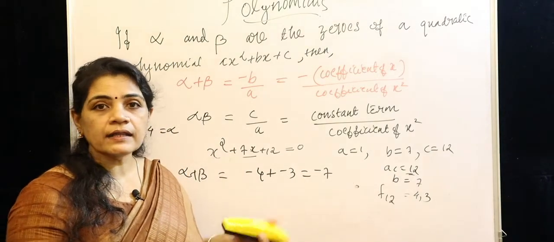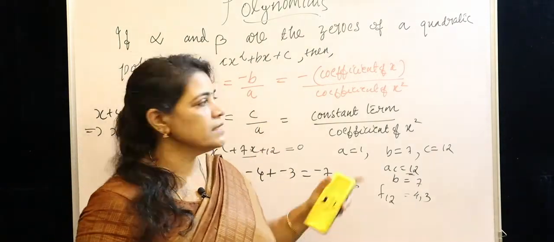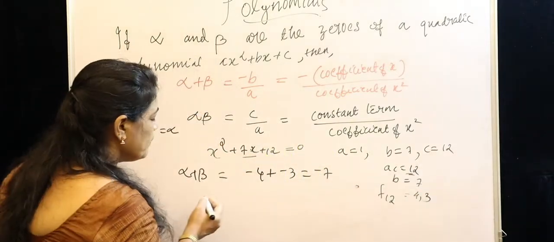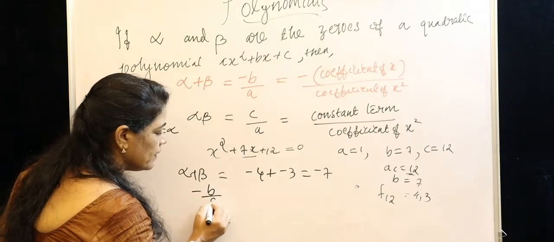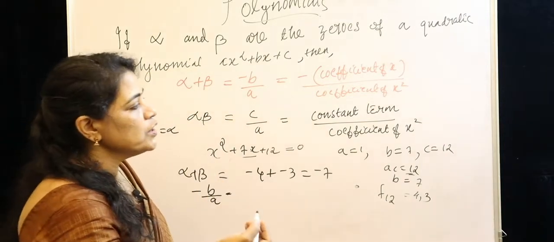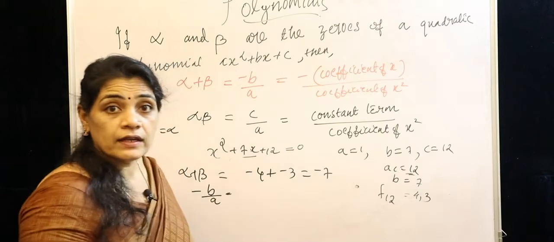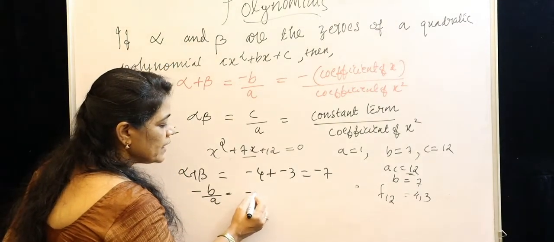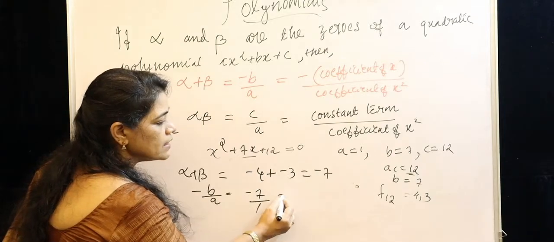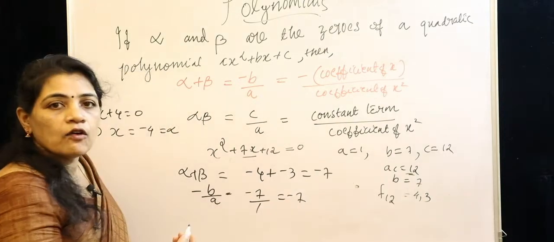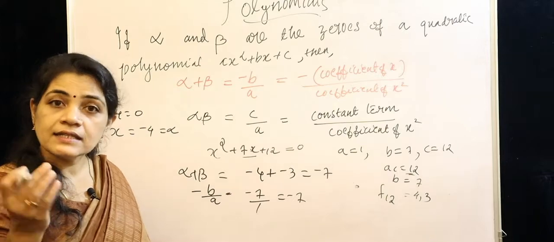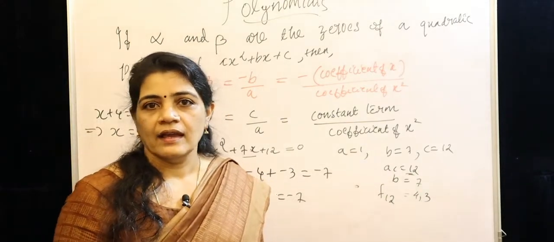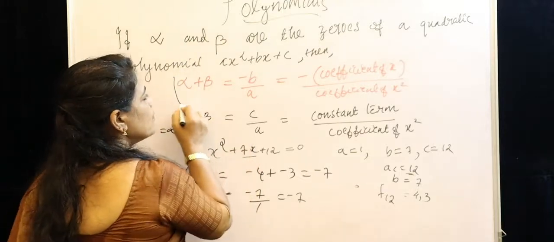Okay, let us compare the coefficients given. That means we compared and we have written a, b and c. So, what will be minus b by a? The coefficient of x is 7 here, then with the minus sign, negative b is negative 7, divided by a, which is 1, that is negative 7. So, what we have observed here, children, is that the sum of the zeros, alpha plus beta, is equal to minus b by a. That is what I said in the beginning.